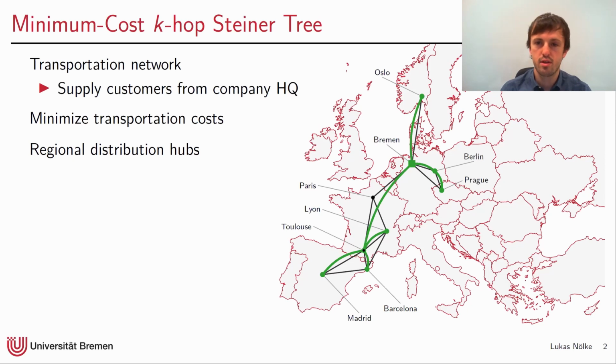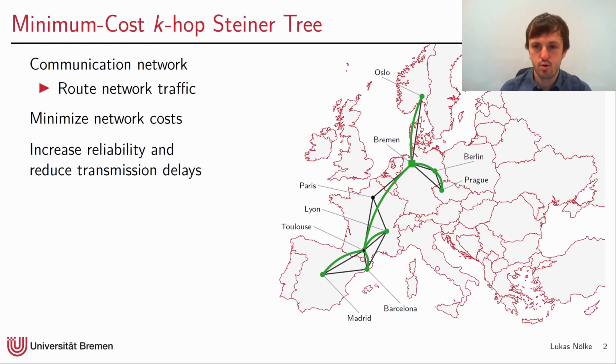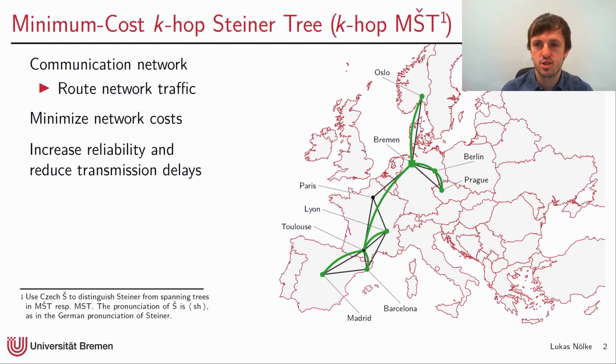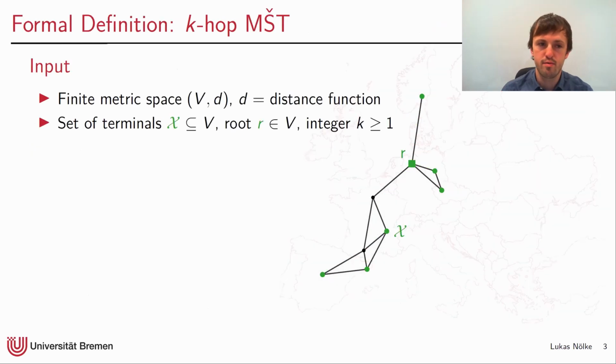And of course, you can think of many more applications. For instance, this could also be instead a communication network, where you want to route some traffic through this network. And again, you want to minimize the cost of this network. But at the same time, by bounding the hop distance, you want to increase the reliability and reduce transmission delays. We will abbreviate this problem by k-hop MStT, where the extra letter t is used to distinguish MStT from minimum spanning tree. Let me now define this problem formally.